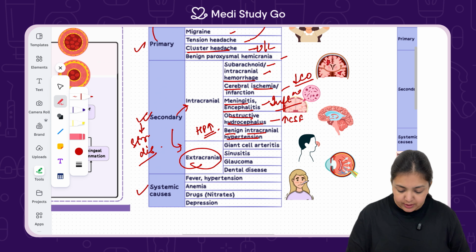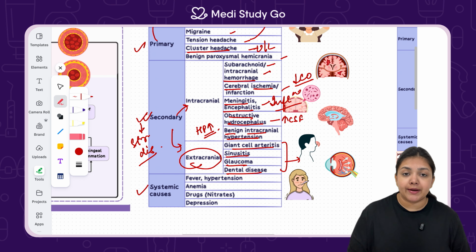Next, there can be extracranial causes like giant cell arteritis, sinusitis, glaucoma, dental disease. These four don't really have a manifestation directly involving the brain, but somehow they are situated in areas surrounding the brain and have manifestation in the head. For example, a patient experiencing pain in a maxillary molar can get radiated pain towards the head and the patient can complain of headache also. Although the etiologic agent over here is a tooth and not really some problem in the head or the brain. So that is the extracranial cause.